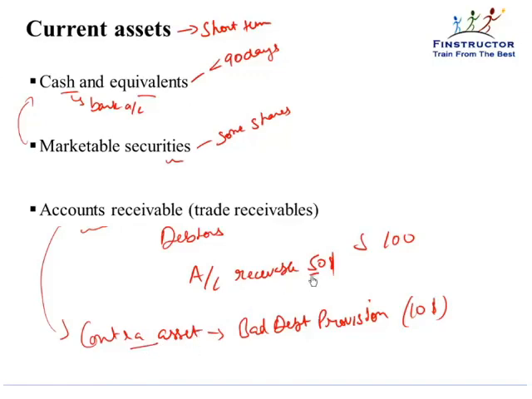Otherwise, I'm expecting $50. Now, if that expectation changes, and I think he will pay me only $40, that means $10 have to be written off as bad debts. That bad debt provision will come below the accounts receivable as -$10.